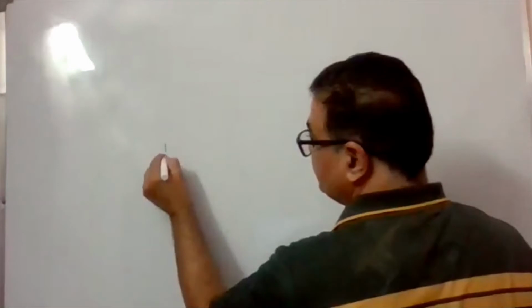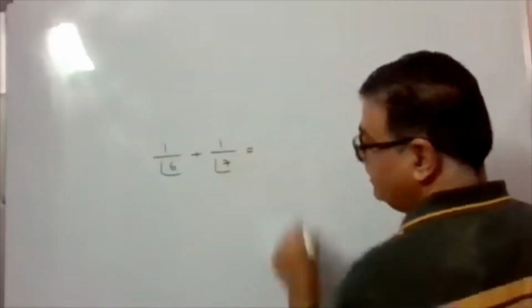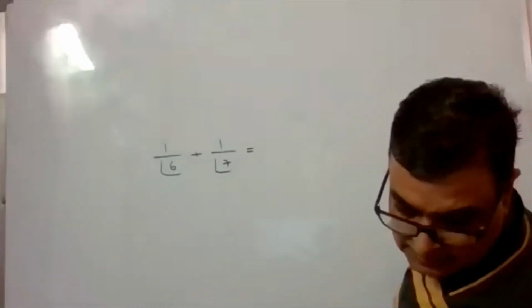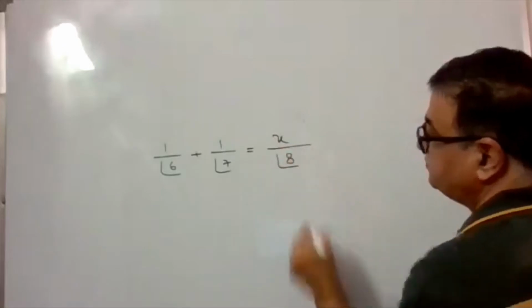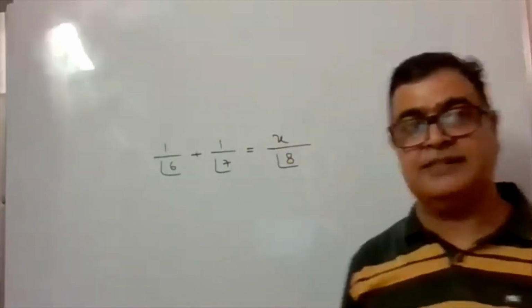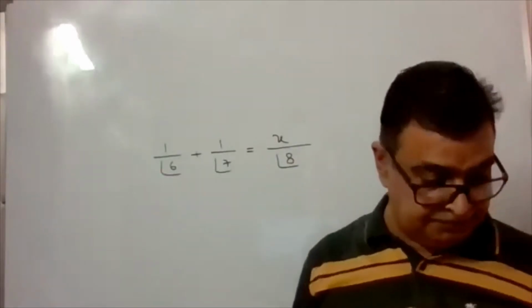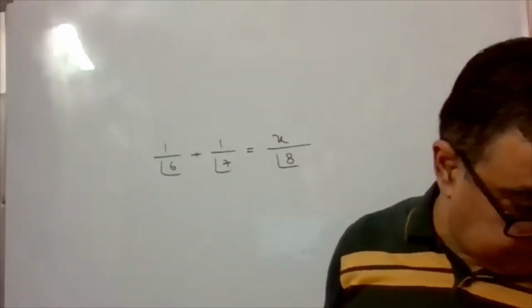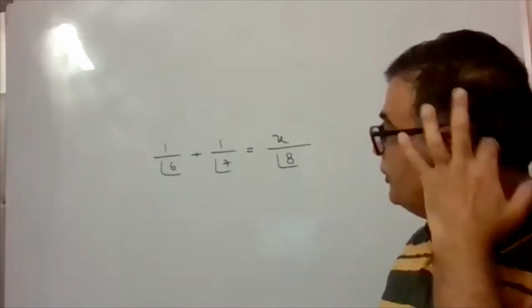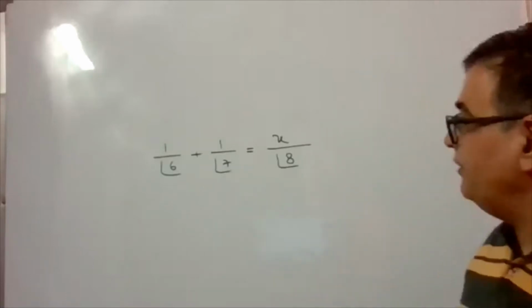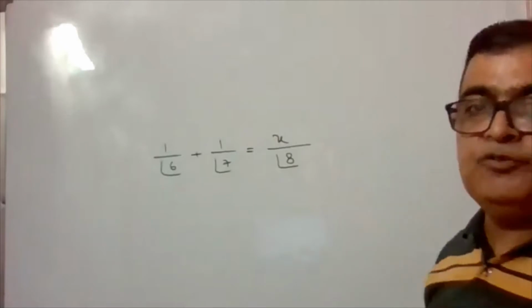1 by factorial 6 plus 1 by factorial 7 is x by factorial 8. My question is, what is x here? One by factorial 6 plus 1 by factorial 7 is... It's 64. Yes, it's 64.